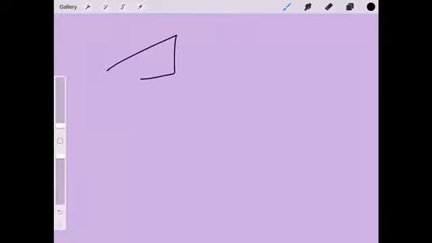So here I have a new right triangle. I'm going to make this side 15. This side is unknown, and we have this angle over here as 27 degrees. Which trig function am I going to use?